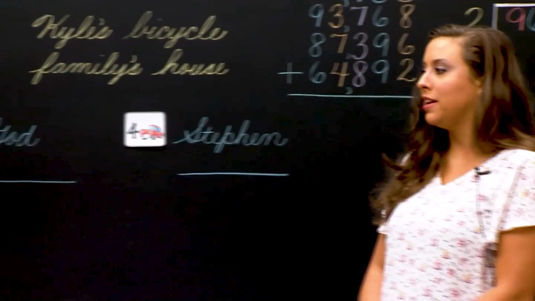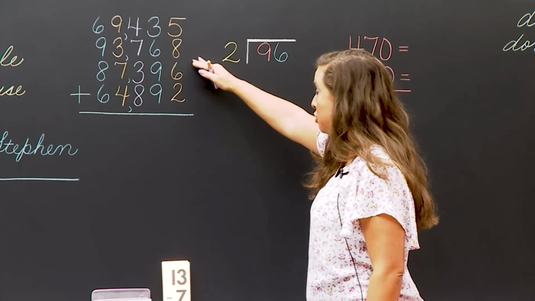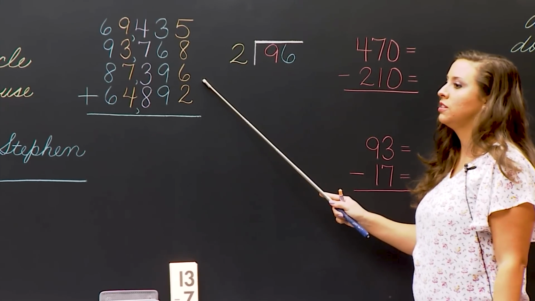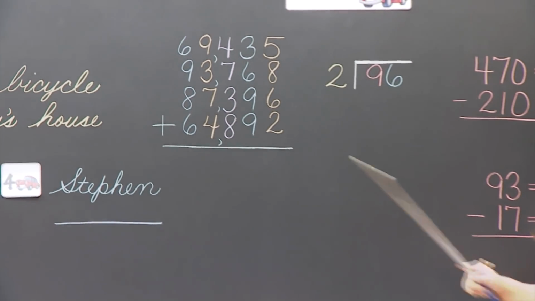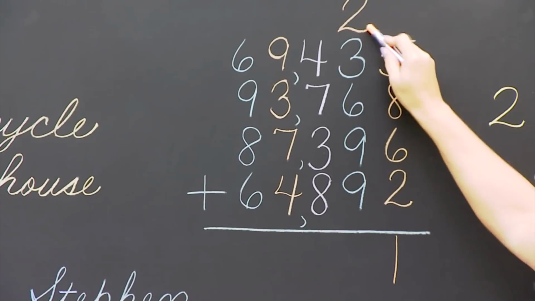We're going to add this addition problem together. Jackson, go ahead and turn on the lights for us. 5 plus 8 equals? 13. 13 plus 6 equals? 19. 19 plus 2 equals? 21. 21. So I will write the 1 and carry the 2 to the next column.